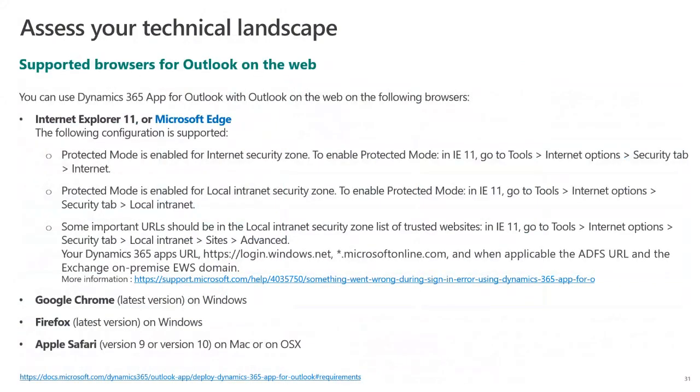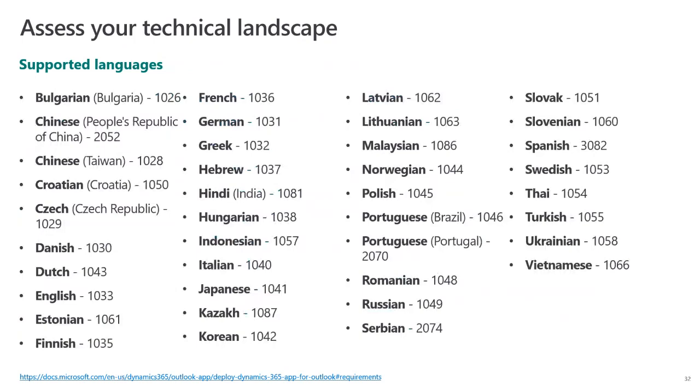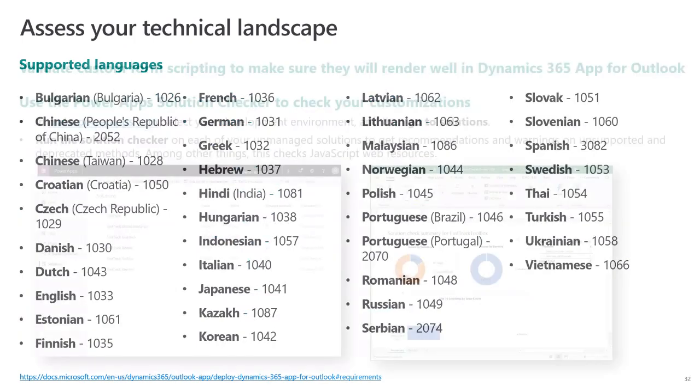Now, in terms of browser, a few recommendations. If you're using Internet Explorer 11 or Microsoft Edge, there are some recommendations in terms of settings that you want to make sure are enabled, and websites that are trusted to make sure the integration is seamless. And if you're using Chrome or Firefox, we recommend the latest version on Windows. And for Apple Safari, we recommend version 9 or 10 on Mac OS 10. These are the supported languages. I won't go through the list, but it's available online.